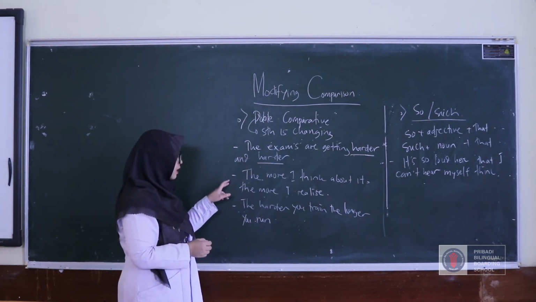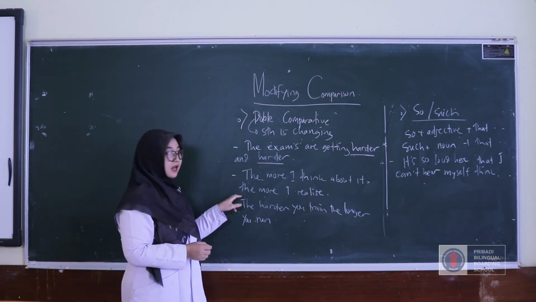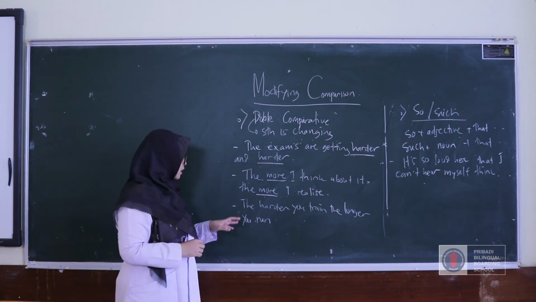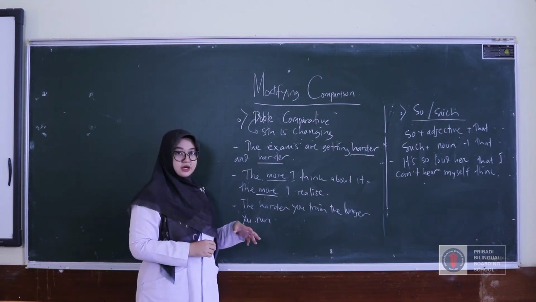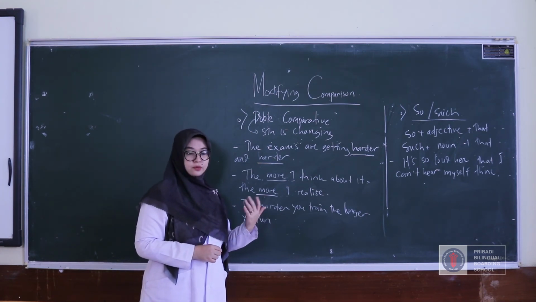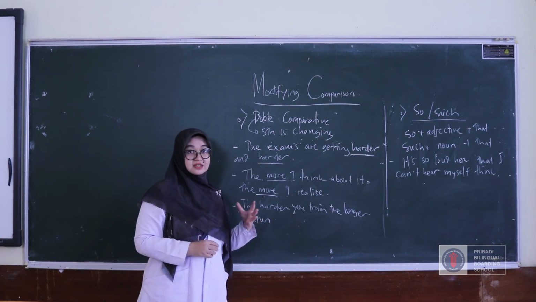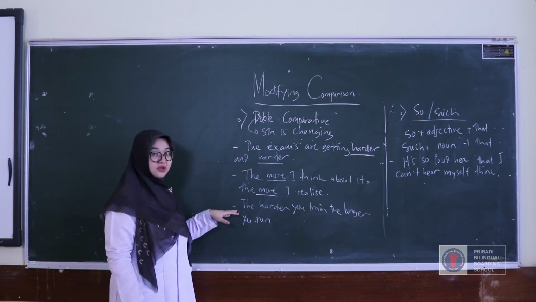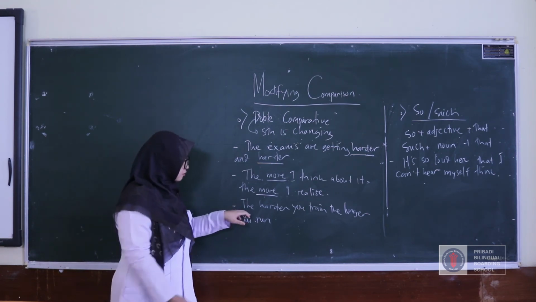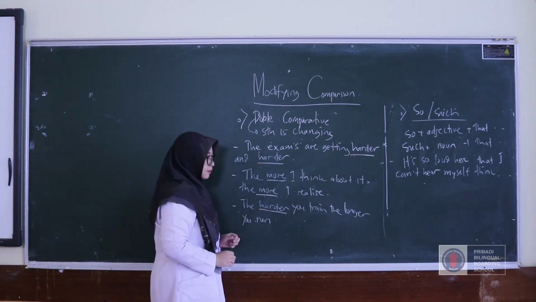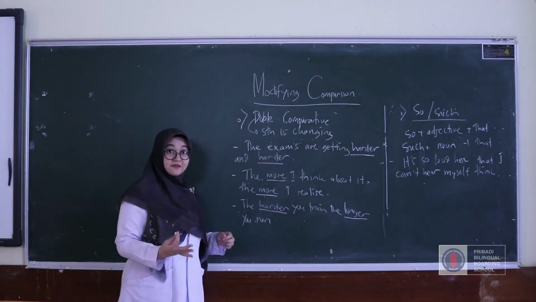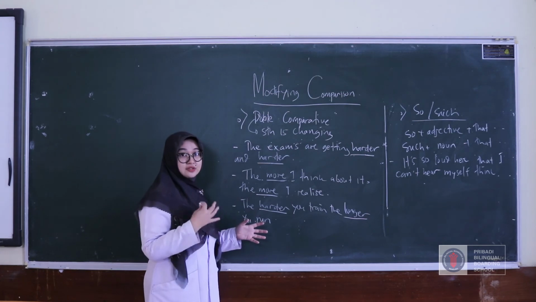Okay, and then the more I think about it, the more I realize. So again, you use double comparative here, they use more. Okay, and then the third one, the harder you train, the longer you run. So in the use of this double comparative, you may use the same comparative or you may use a different comparative. It's based on the condition or the situation, just like the example of the third sentence I gave you. The harder you train, this is harder, this is the comparative, and then the longer you run, so this is another one. Okay, so it's a different comparative. But basically you use double comparative.